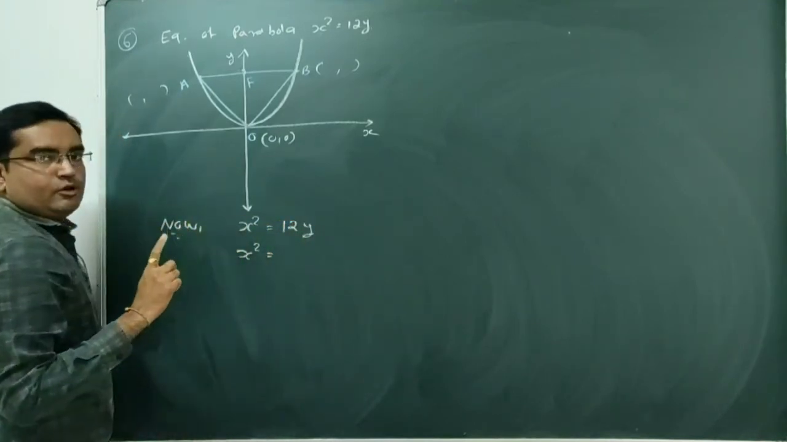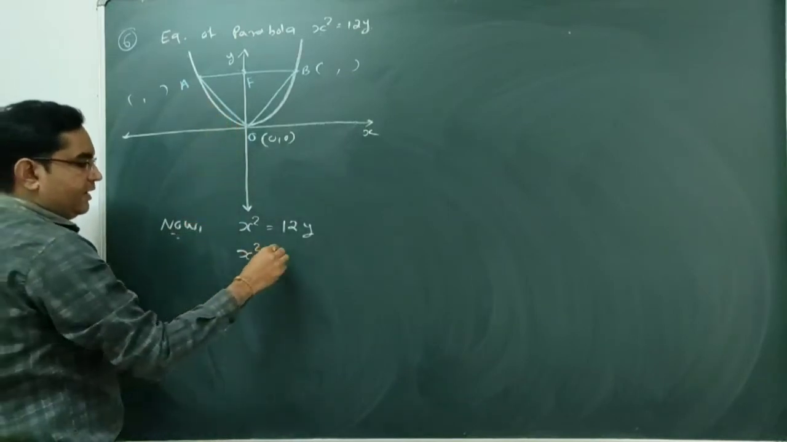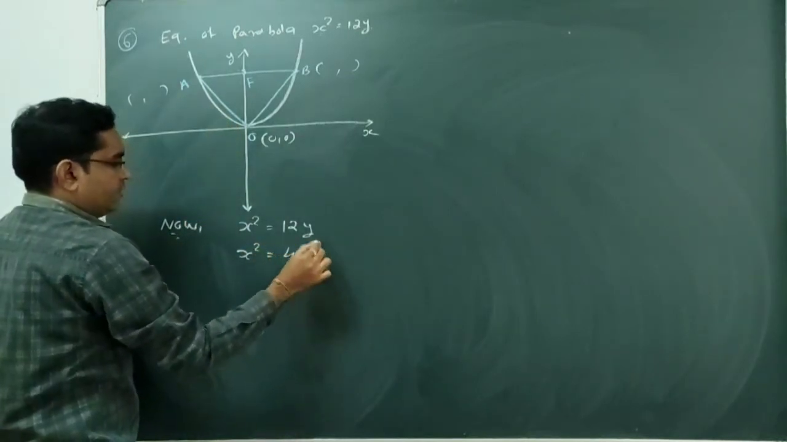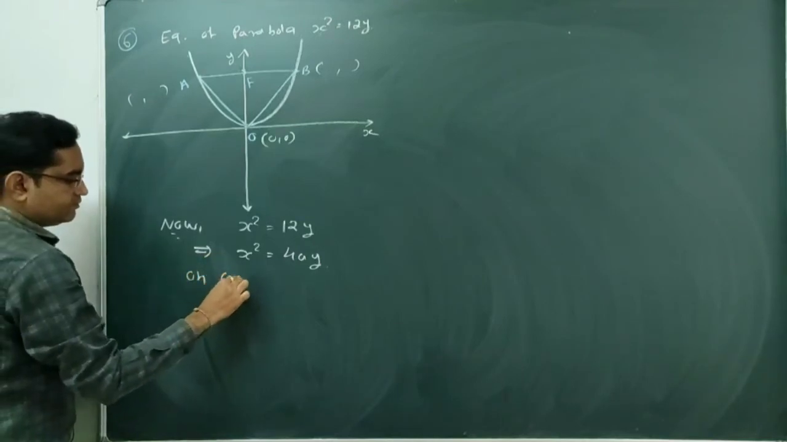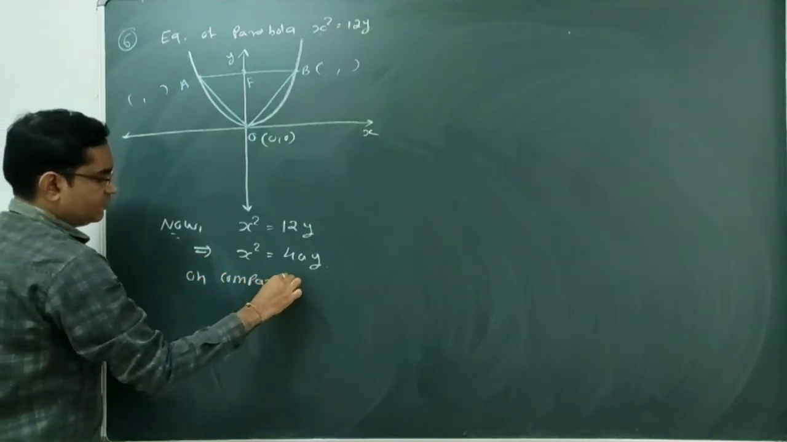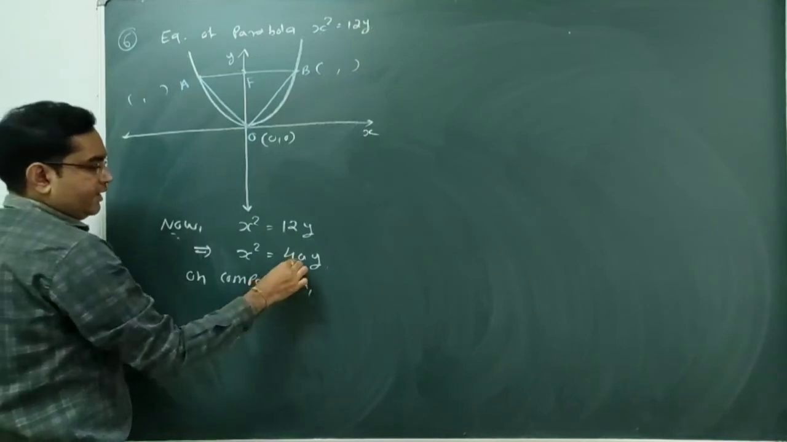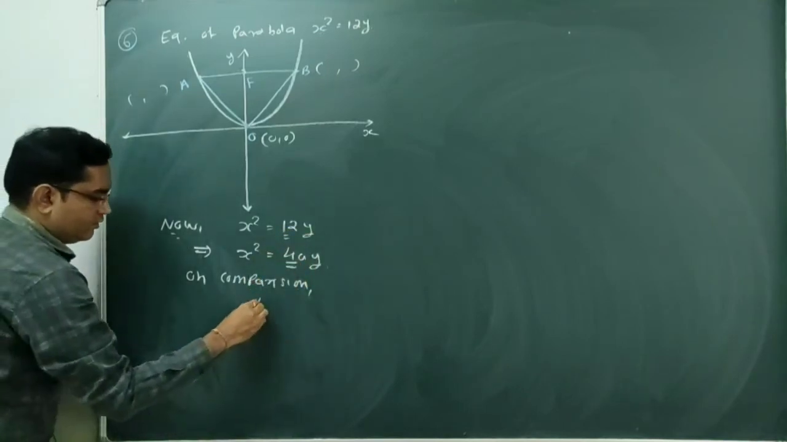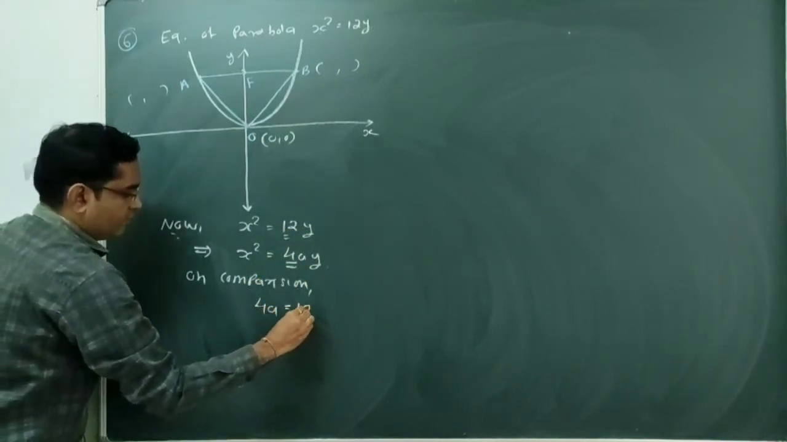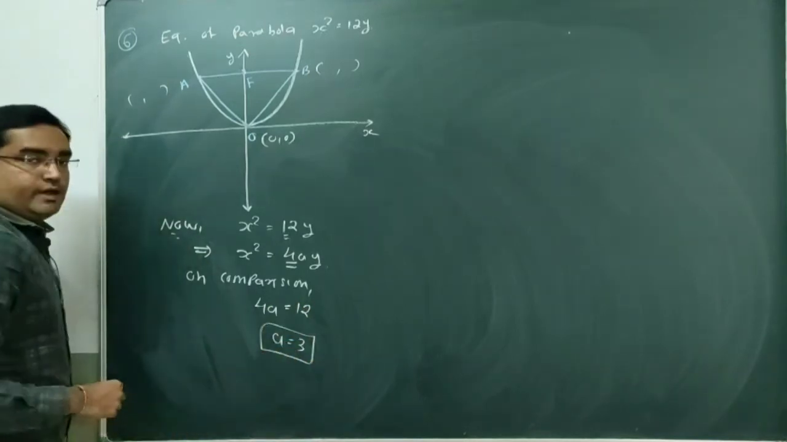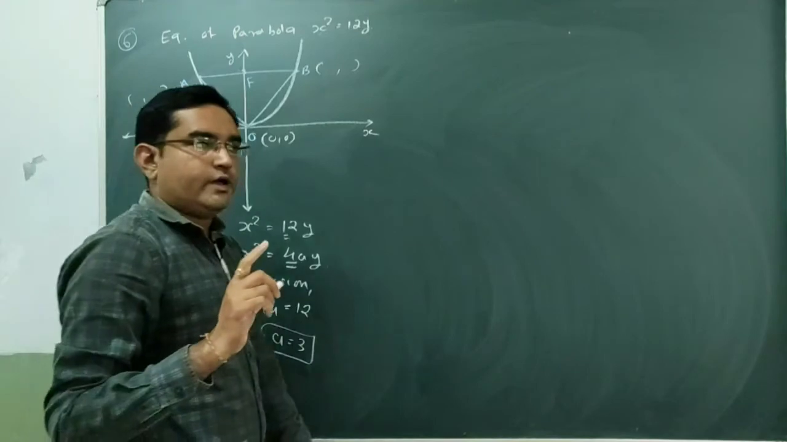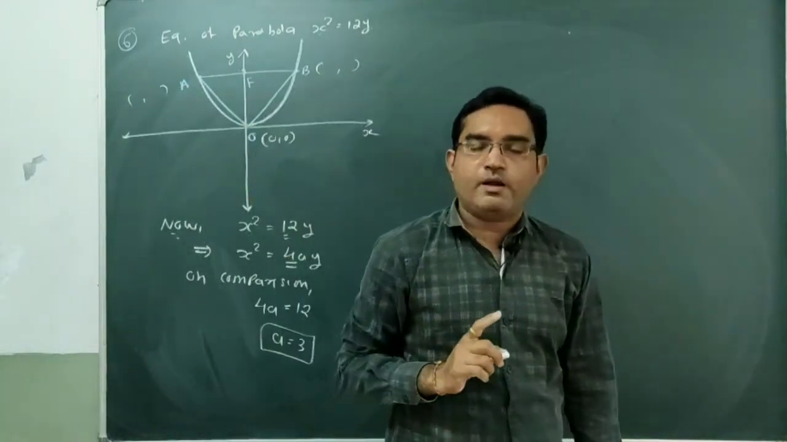The standard equation of an upward parabola is x square equal to 4ay. On comparison, we get 4a equal to 12, and hence the value of a is 3. Why did we find a? Because we require the coordinates of the focus of the parabola.